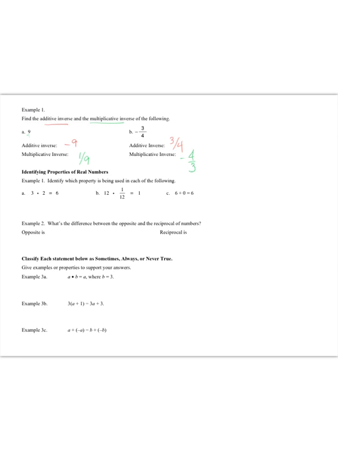Now let's look at a few examples and see if we can identify which property is being used in each example. So in the first example, you see that 3 times 2 equals 6. Well, 3 is a real number, 2 is a real number, 6 is a real number. So if we take the product of two real numbers, we get a real number. Hopefully you recognize this as the closure property of multiplication.